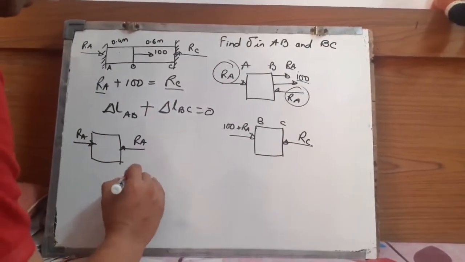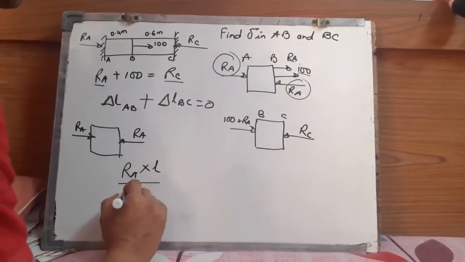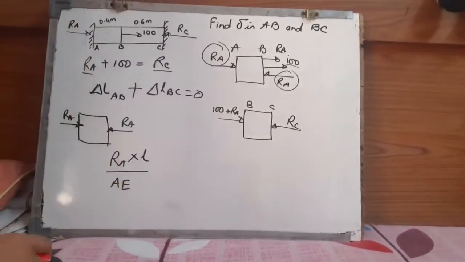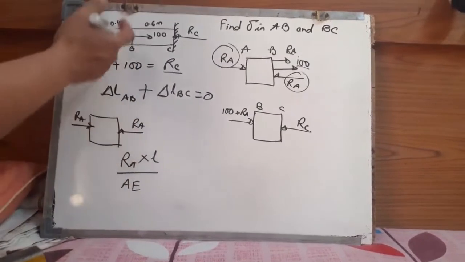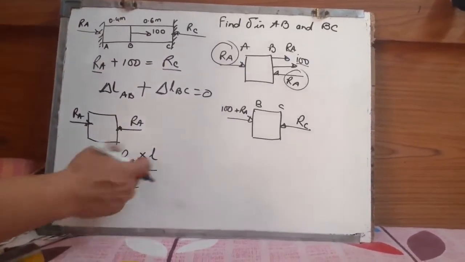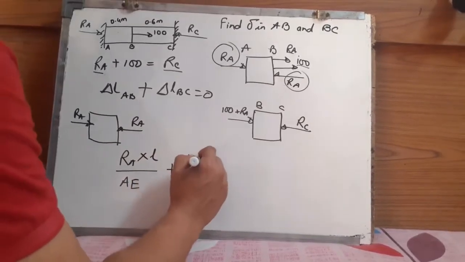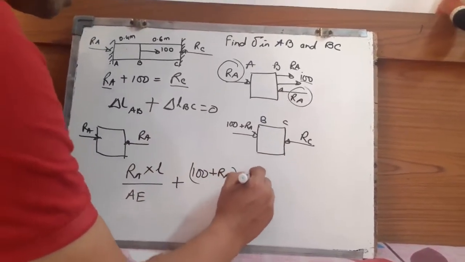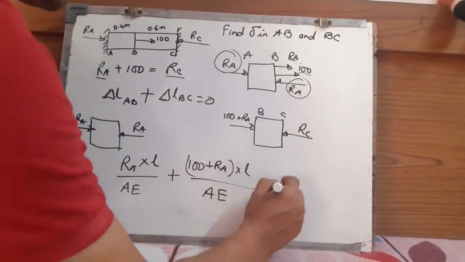So this is RA into L by AE. Now L is different for both the members, so you can put different values here. Maybe the cross-sectional area is not different, but you can have different cross-sectional areas also. They can be made of different materials also. Plus 100 plus RA into length divided by AE is equal to 0.